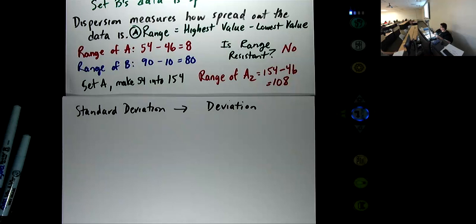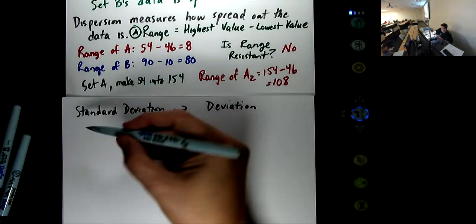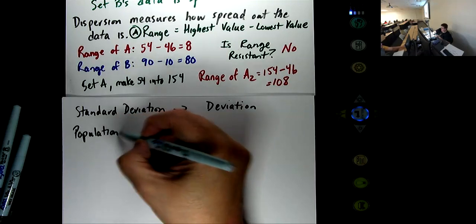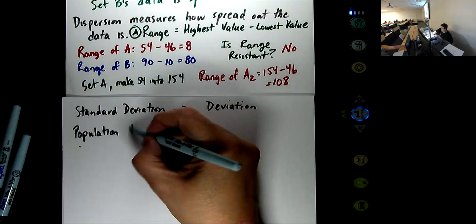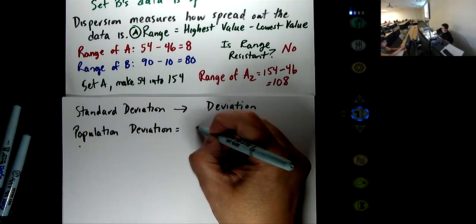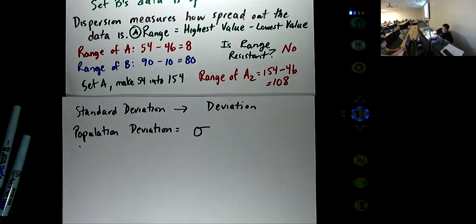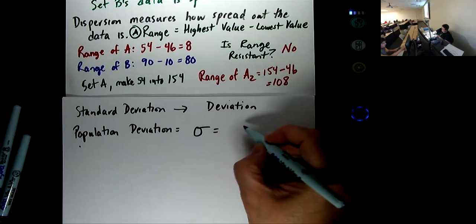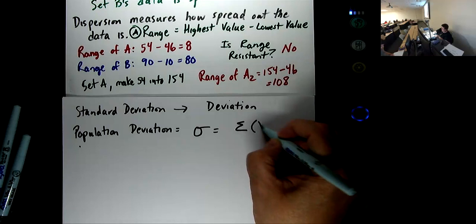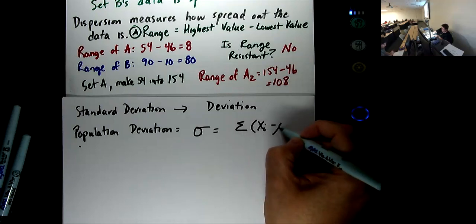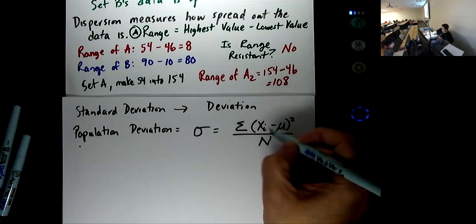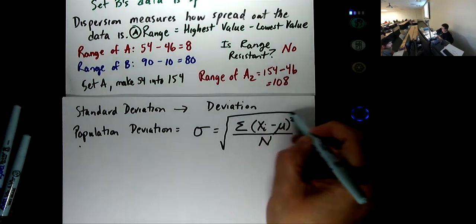There are two formulas. One is for population. So population deviation is represented by lowercase sigma. And it's a tough formula. We have the sum of xi minus mu squared divided by capital N, and then we hit that with a square root.